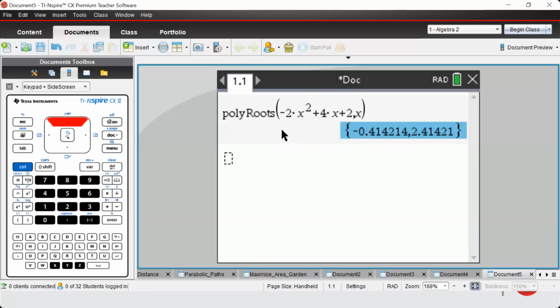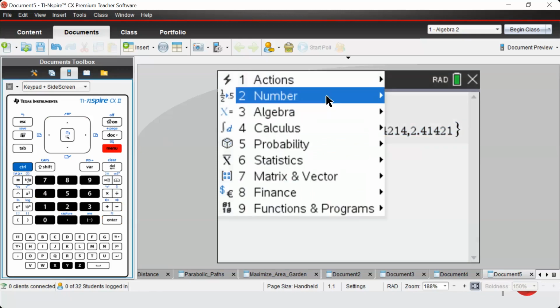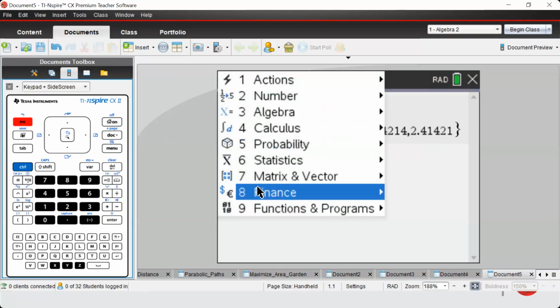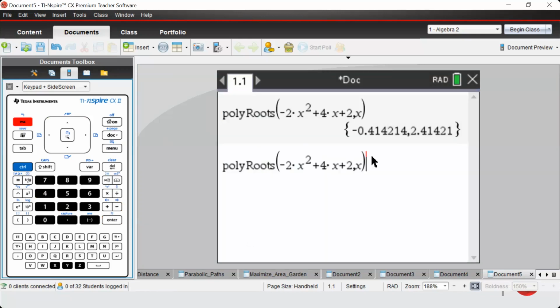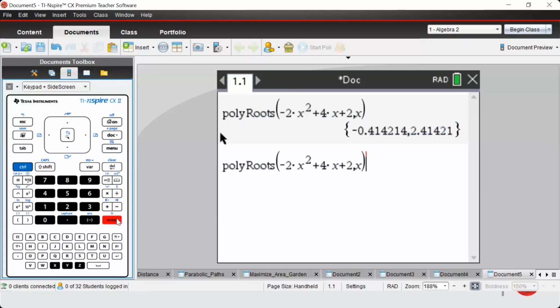Maybe we don't want the decimals. Maybe we'd rather have fractions. So we can actually convert that. So let me back up a little bit. Sometimes I go too fast. So I went back, just in case you didn't see what I did. I copied my original question. I just arrowed up 2 times, hit enter, and I just copied. That's like a quick copy and paste for the Nspires.